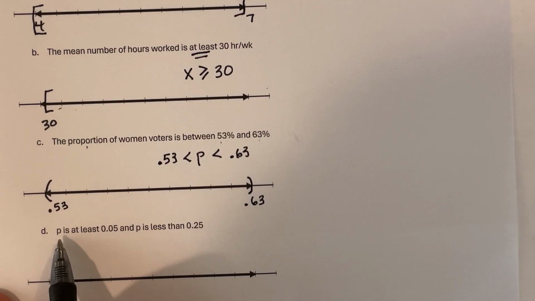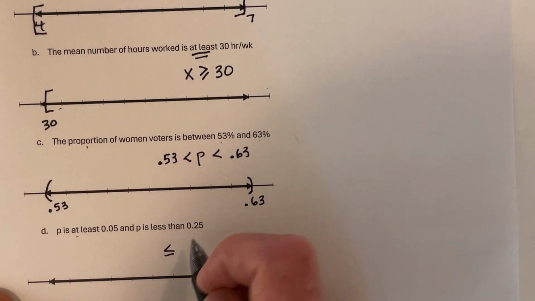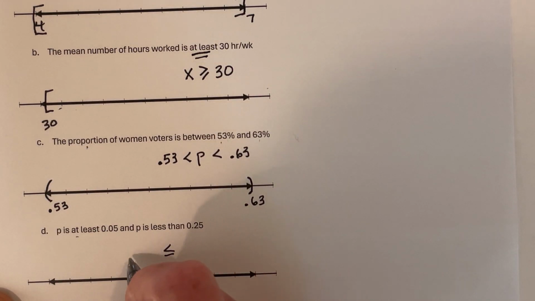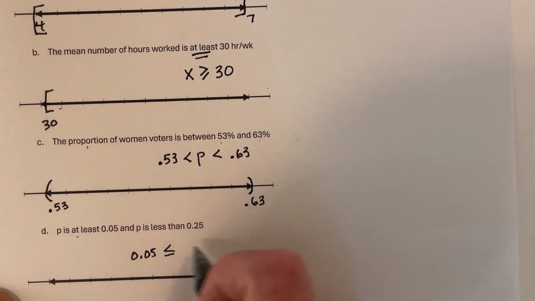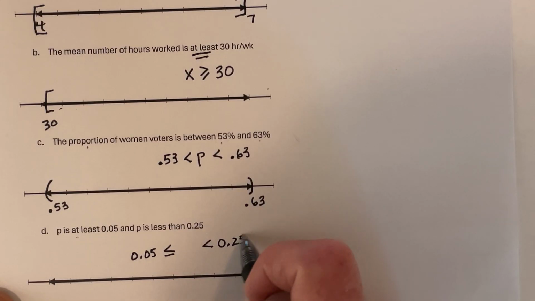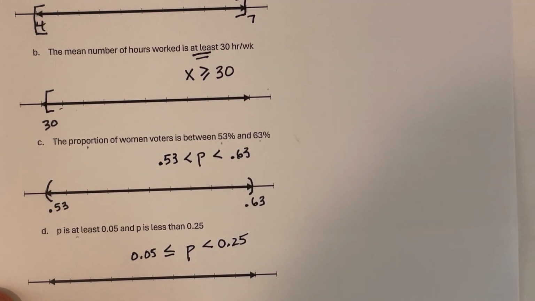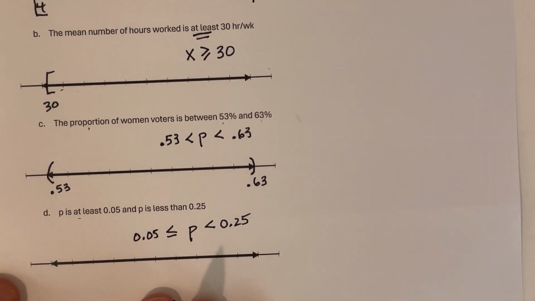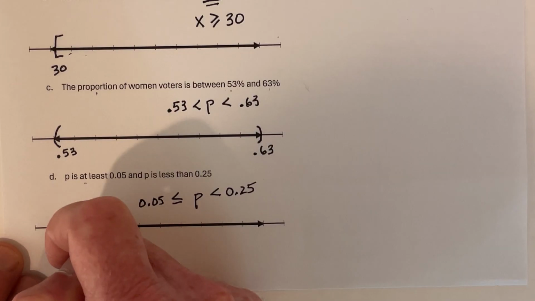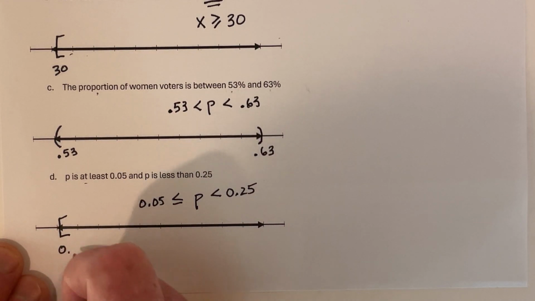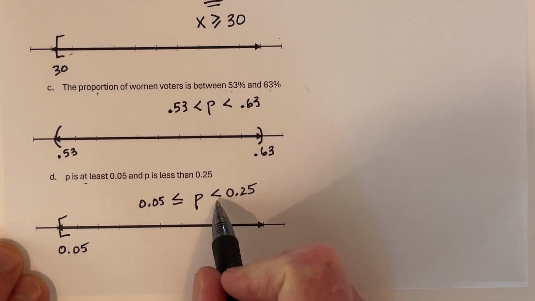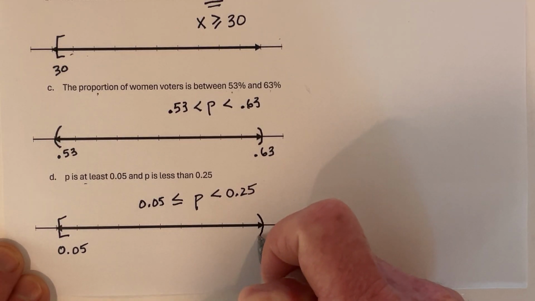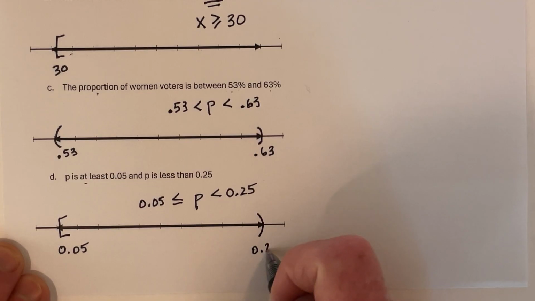And for the last one, it even tells us use the letter P. So this is at least, so that means that it's got less than or equal on this side. So 0.05. And then this one says less than, so that's going to be 0.25 on this side, and then the letter P in the middle. So this one has an equals on its inequality. So on the left side, this is going to have a square bracket, and that's for the 0.05. This one doesn't have an equals, so I use a round parenthesis and put the 0.25 on this side.